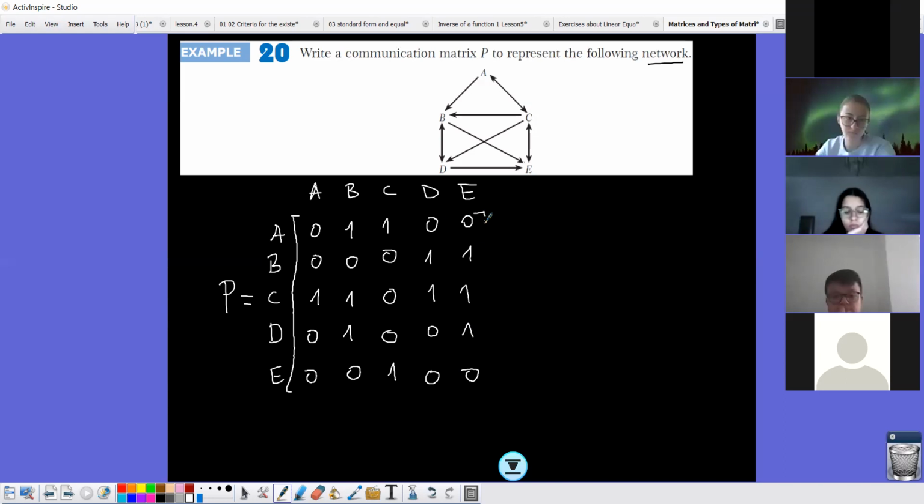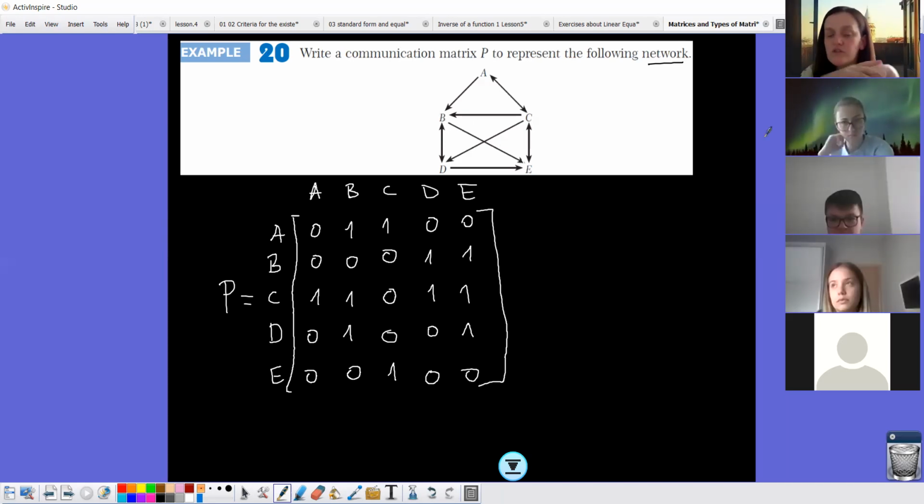Okay. So did we understand how we are forming this matrix? If it says communication matrix and there will be a network or connections like this, it has to be given. Then according to those connections, you will form your matrix.